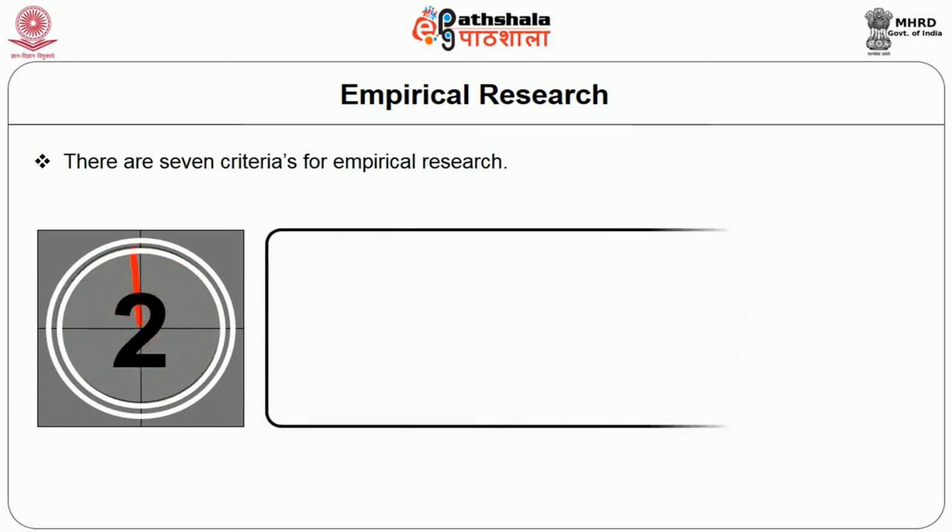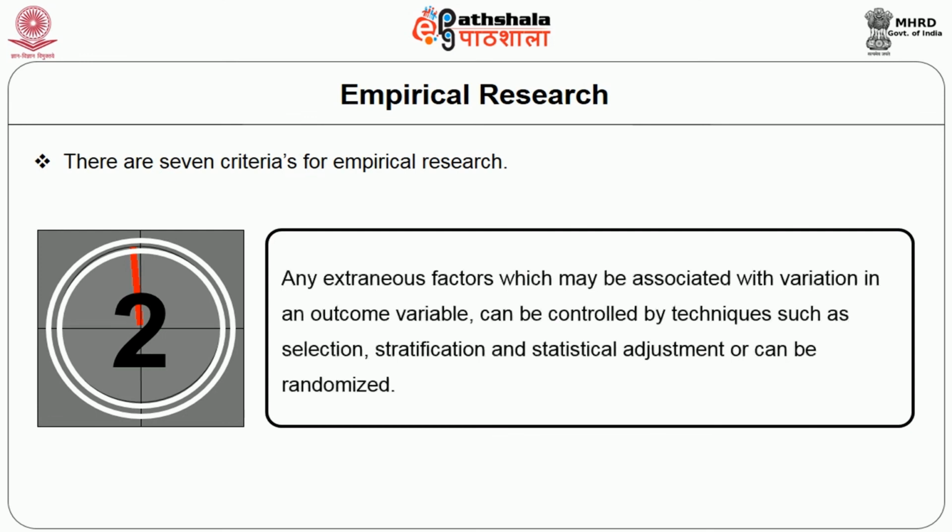The second one, any extraneous factors which may be associated with variation in an outcome variable can be controlled by techniques such as selection, stratification, and statistical adjustment, or can be randomized. For example, if there are known socio-economic status (SES) differences on a dependent variable, the researcher can select cases within a relatively narrow range of SES so that its impact becomes negligible or at least lessened.